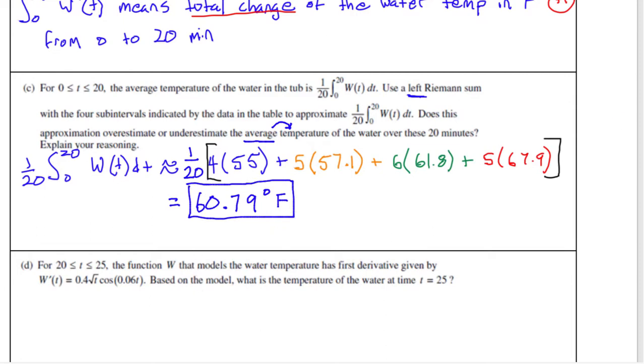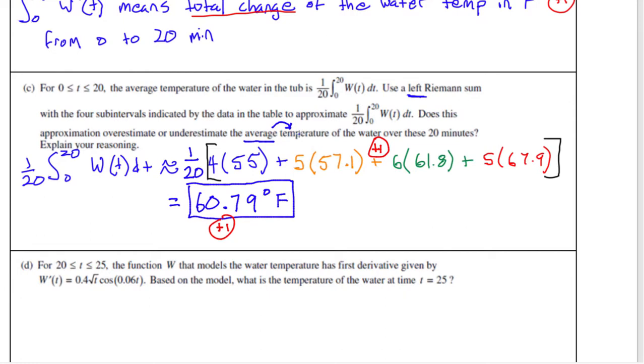All right, how to score yourself, or where you might have got points. You got 1 point for the Riemann sum setup, so 1 point if you got all of these values correct. You got 1 point if you actually got the answer. And we need to answer the rest of the problem, which is: is this approximation an overestimate or an underestimate of the average temperature of the water?